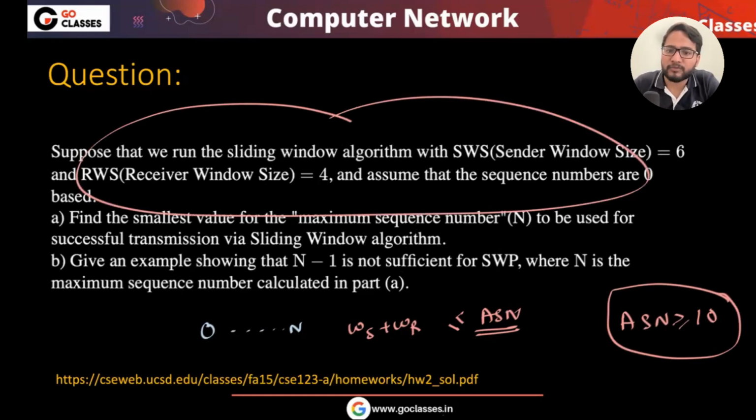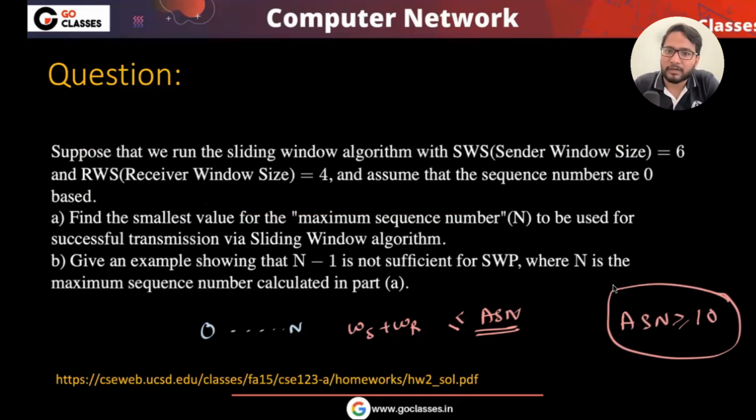If you are starting from 0, then what is the maximum sequence number? What is the smallest value of the maximum sequence number? If you are starting from 0, 9, right? Okay. So 9 is the correct answer here. Understood? This 9. Okay. So I hope you got this question. So they are saying what is the maximum sequence number that you can use? What is the smallest value of the maximum sequence number? Anyway, so 9 is the answer.